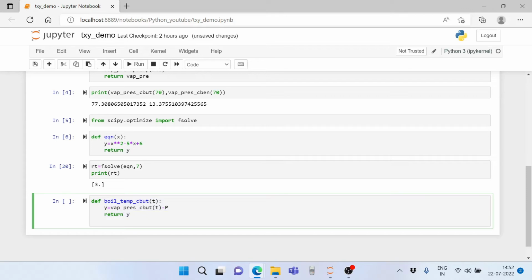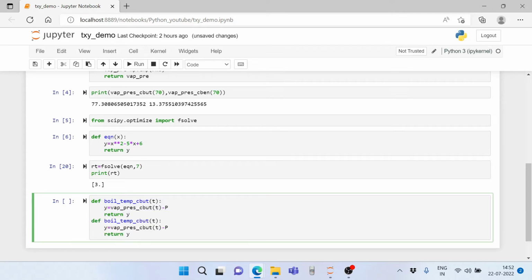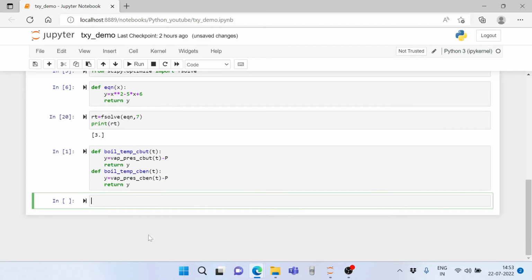Now we similarly write a function for the boiling temperature of chlorobenzene. We just copy and write this once again, change the name, and we change the name of the function here. Now we are pretty much done.